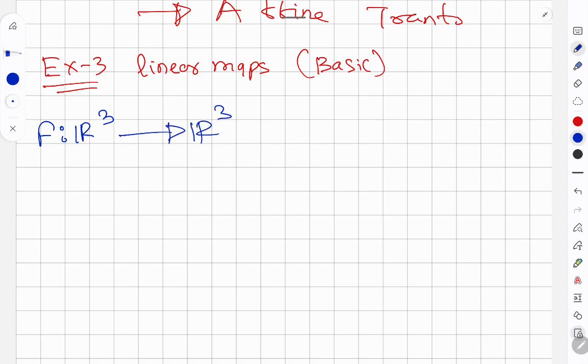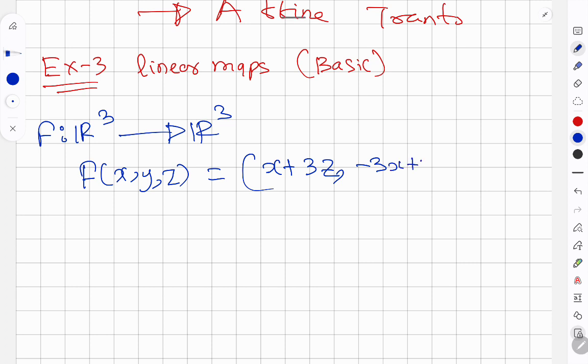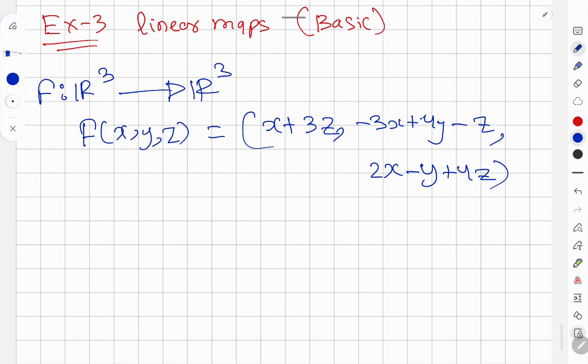It's R3 to R3. Okay. And the function is given in such a way that (x, y, z) goes to (x plus 3z, minus 3x plus 4y minus z, 2x minus y plus 4z). Okay, this is the relation that is given. First question, find the kernel.